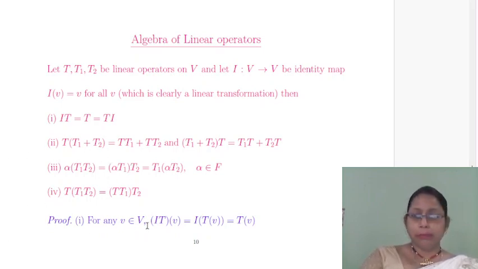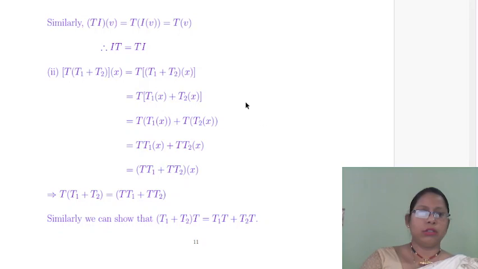Now for any v belonging to V, the image of IT at v is equal to I into Tv. From the definition of the identity mapping, this is equal to Tv. Similarly, we can show that TI of v is equal to T of I of v. Since the image of I at v is v, this is equal to Tv. Therefore, IT is equal to T, and it is equal to TI.